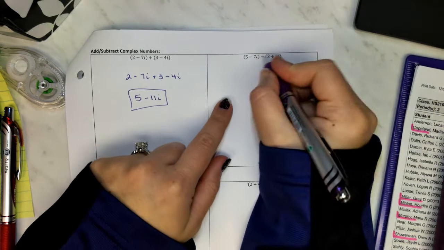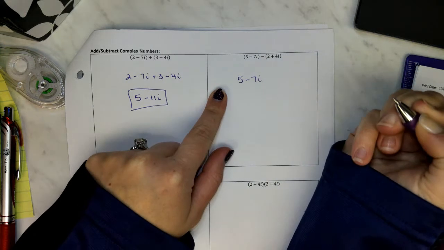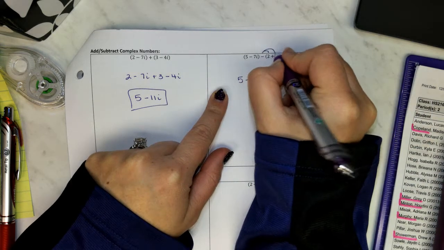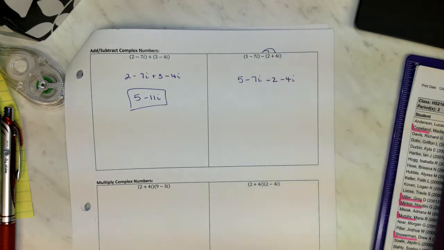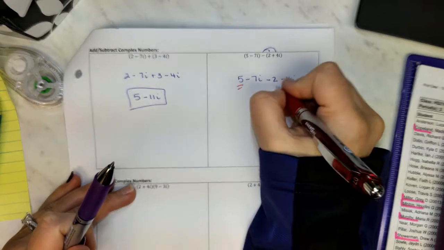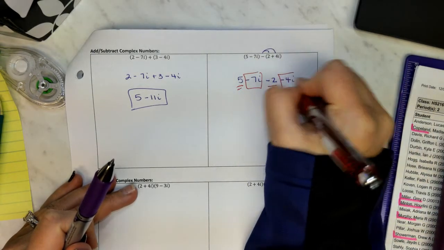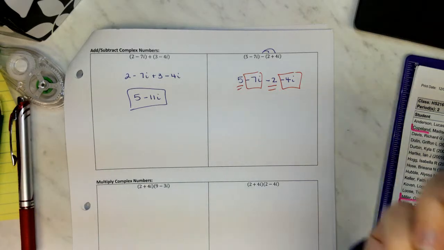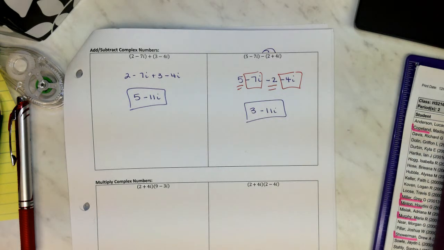Over here, though, when you're subtracting, the first one you can drop the parentheses. On the second one, though, you're going to have to distribute that negative sign. So minus 2 minus 4i. Now again, you're combining like terms. So the 5 and the negative 2 are like terms. The negative 7i and negative 4i are like terms. So you should get 3 minus 11i. That will be your final answer.